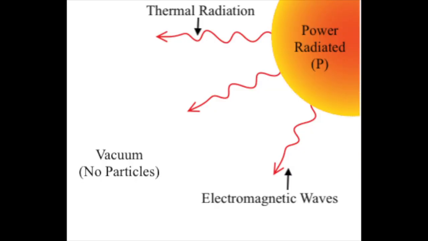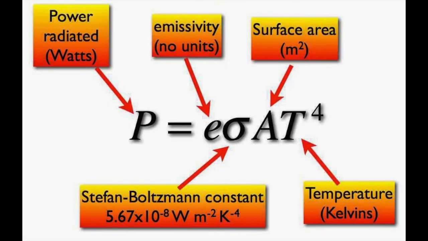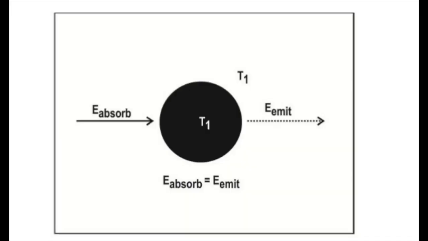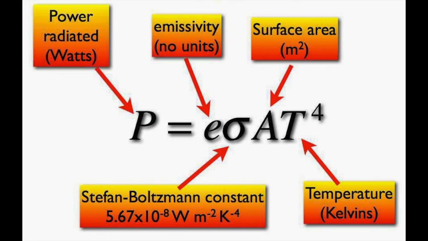Thermal radiation is the transfer of heat through electromagnetic waves and without a medium. The Stefan-Boltzmann equation is used to calculate the amount of power radiated by a given body. A perfect black body or radiator absorbs all of the possible radiation that it comes in contact with. The Stefan-Boltzmann constant represents this perfect black body in the equation.